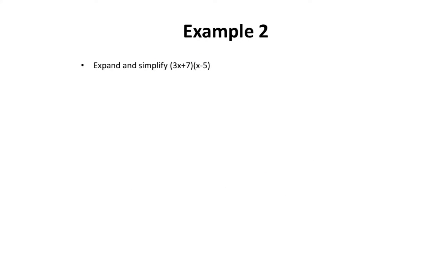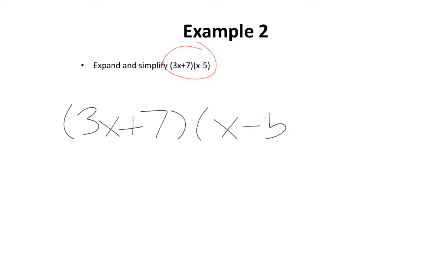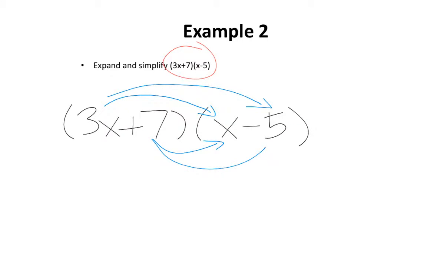In our second example, we want to expand and simplify 3x plus 7 multiplied by x minus 5. Our first step is to rewrite the question. 3x plus 7 multiplied by x minus 5. We want to use the FOIL technique. First terms get multiplied. Outer terms get multiplied. Inner terms get multiplied, and last terms get multiplied.